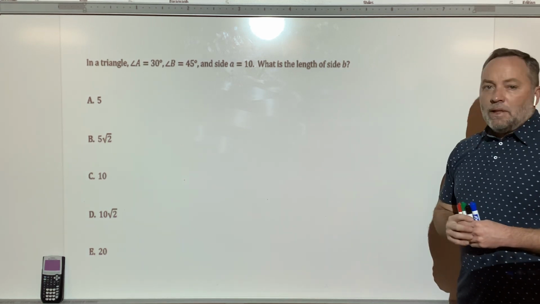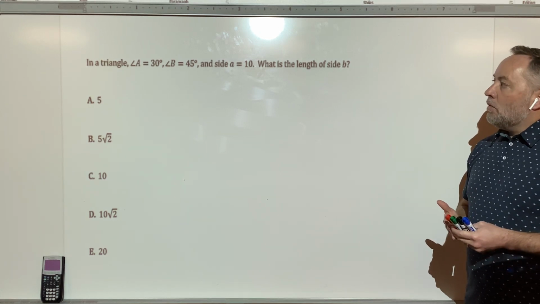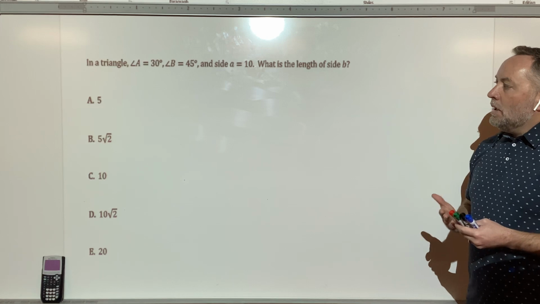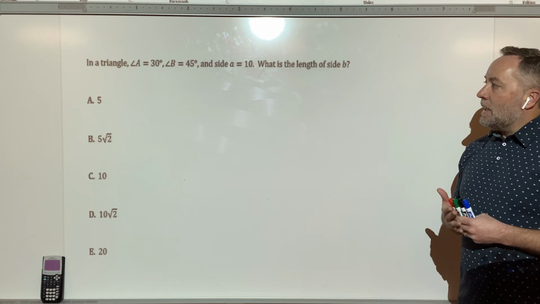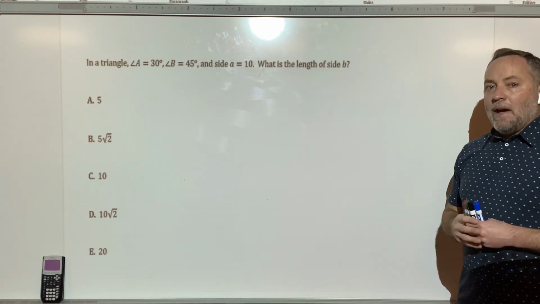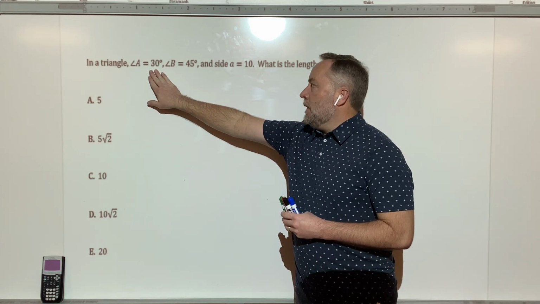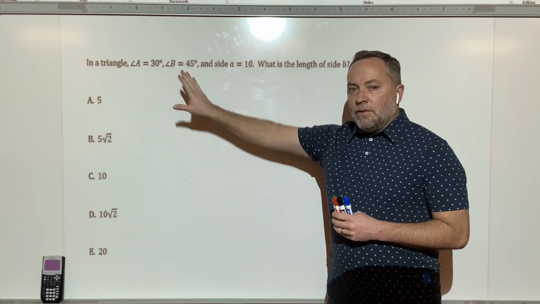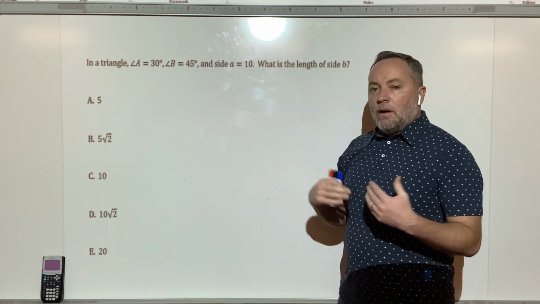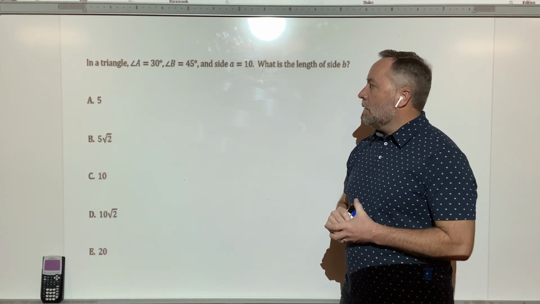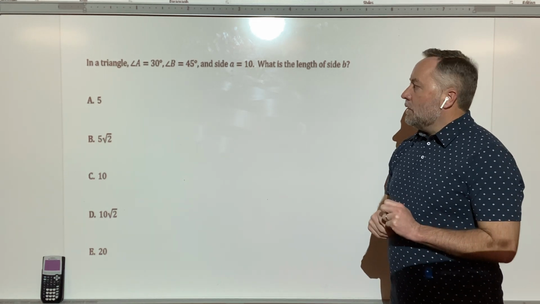When you come across a question like this, it can often be difficult to determine what method to use. So one thing to consider would be, is it a right triangle? If it is, you can use right triangle trig strategies like SOHCAHTOA. If it's not, we have to use something else. If we look at these two angles, angle A is 30, angle B is 45, those add up to be 75 degrees, which means our third angle has to be bigger than 90 degrees. So in this case, we can't use SOHCAHTOA, we have to use something else.